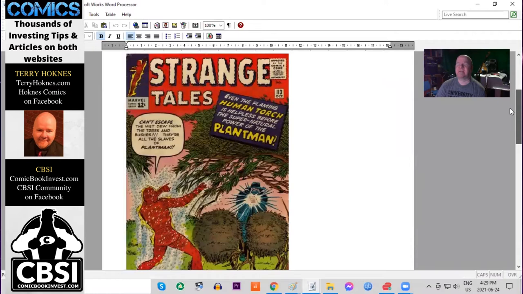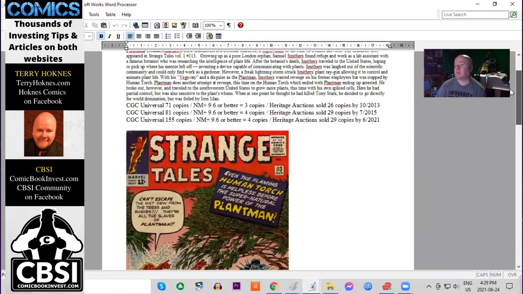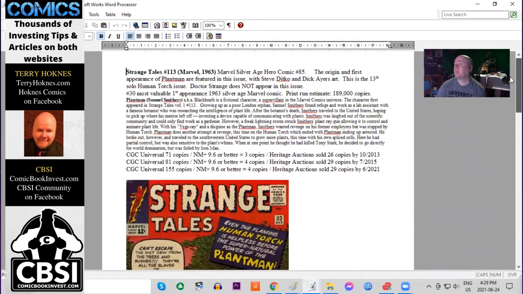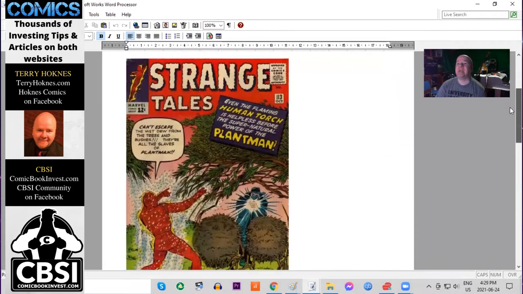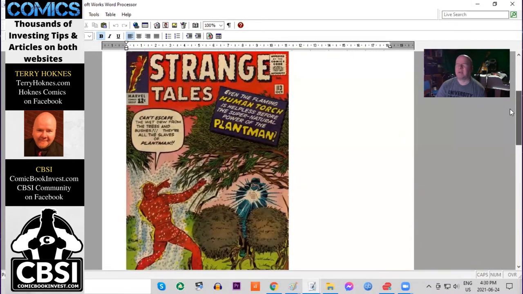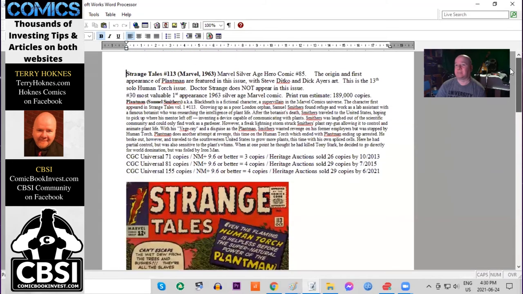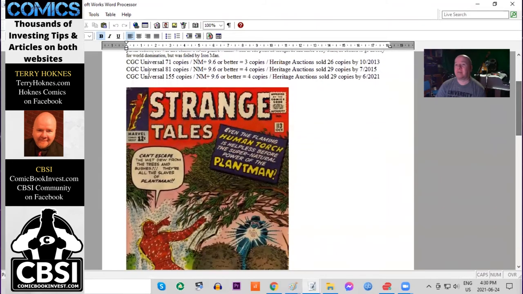Doctor Strange does not appear in this issue, otherwise this book would be a lot more valuable. Print run estimated at 189,000 copies. So again, Human Torch also selling bigger than Spider-Man at this time. Very few copies graded, though. 155 in all conditions.